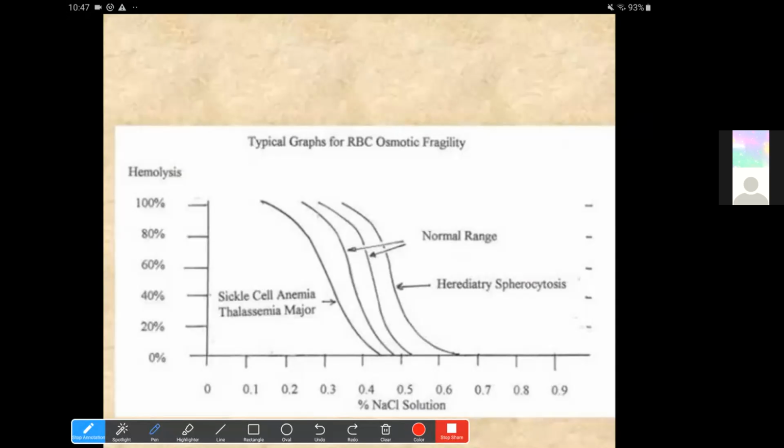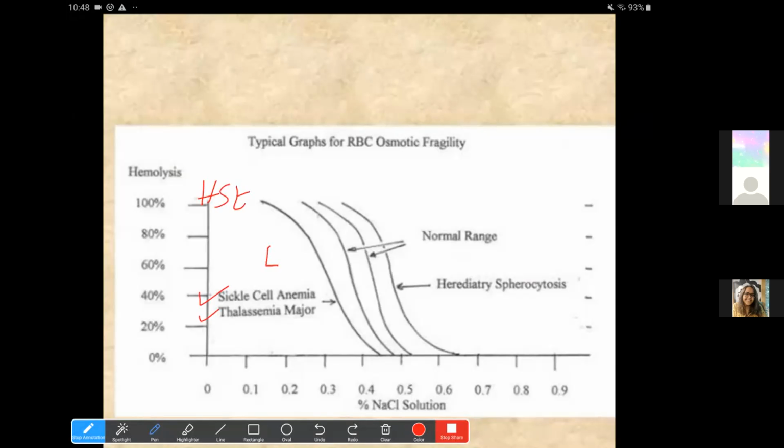Depending on which test will decrease the osmotic fragility. So when there is decreased osmotic fragility, there is a shift of this osmotic fragility curve to the left. These cases are mostly thalassemia major and sickle cell anemia. And to add to this list, we can even add the forms of hereditary stomatocytosis.